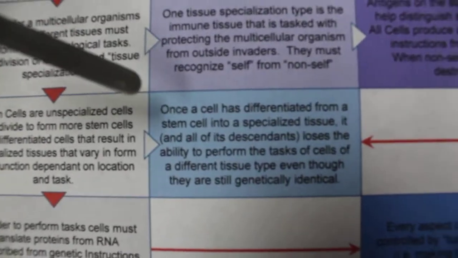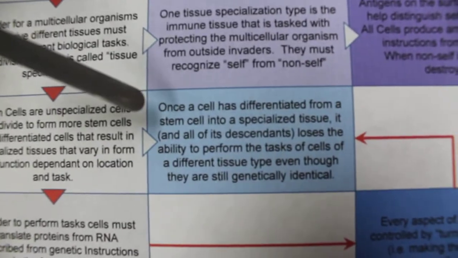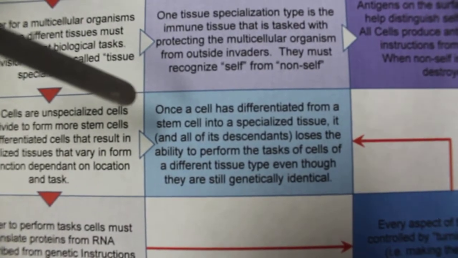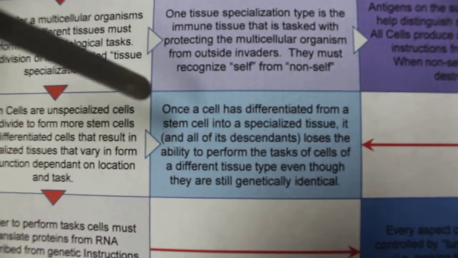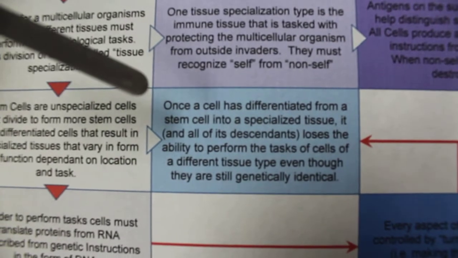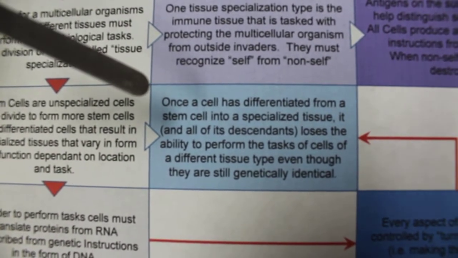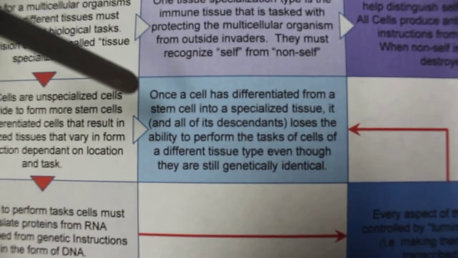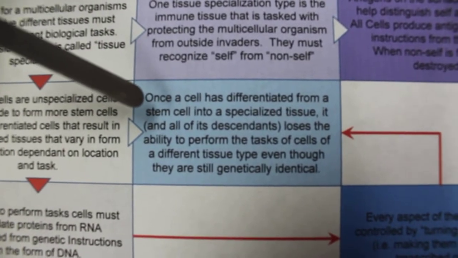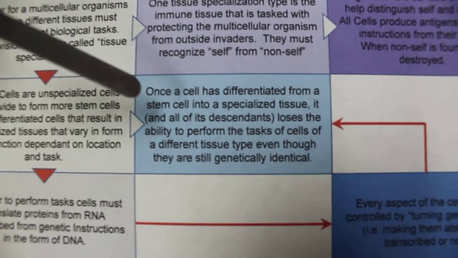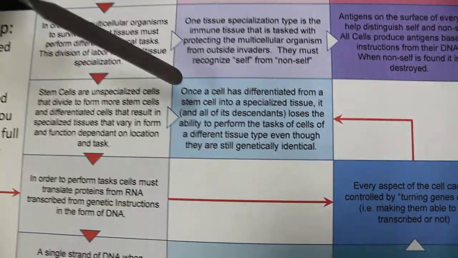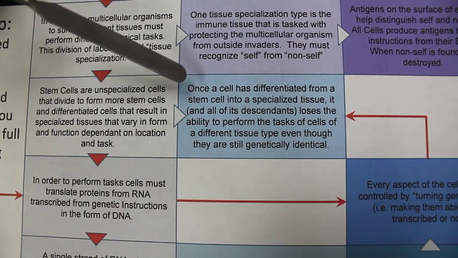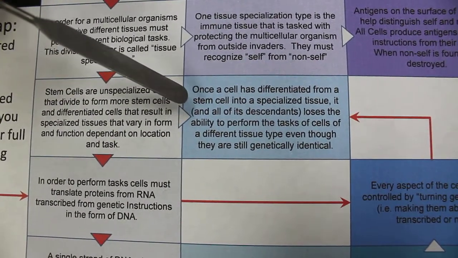Detour. Once a cell has differentiated from a stem cell into a specialized tissue, it and all of the descendants of that differentiated cell will lose the ability to perform the tasks of cells of a different tissue type, even though all cells, as we discussed previously, have the same genetic material, the same DNA. So, even though they have the same DNA, once they differentiate, they can't perform the same tasks.